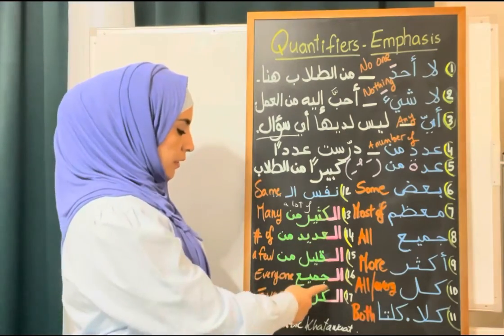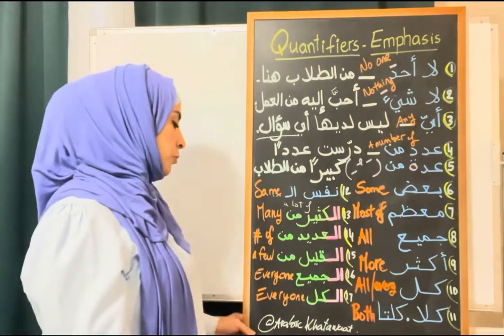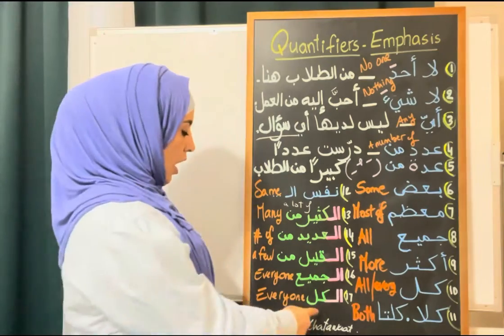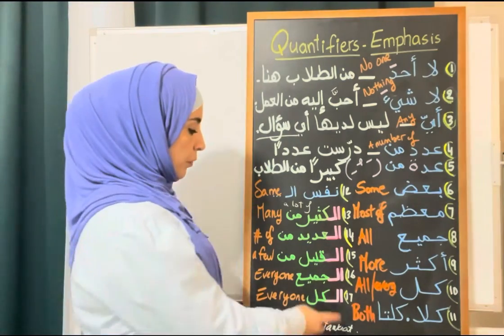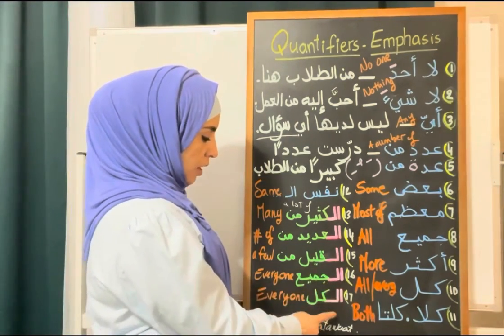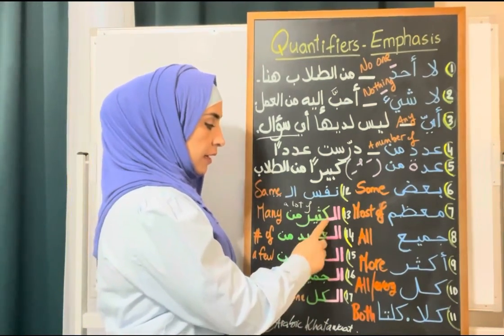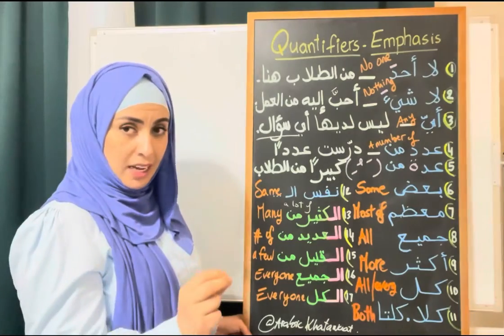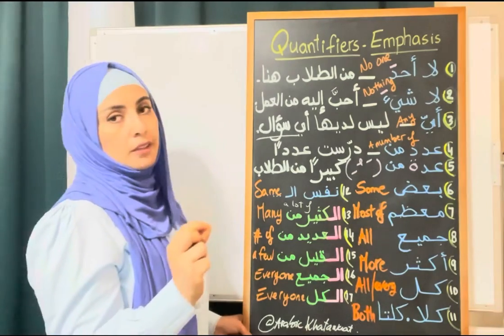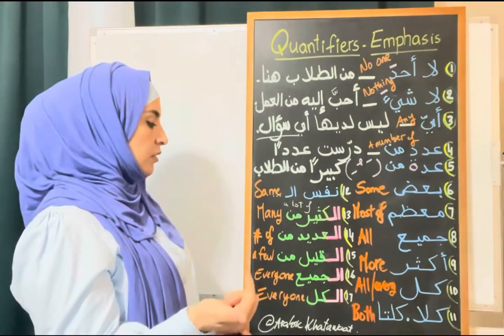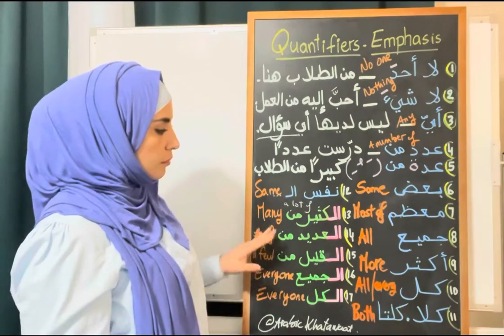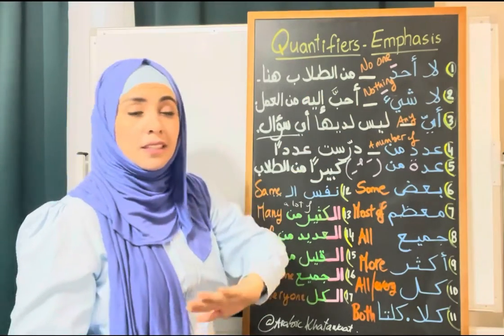Or الكثير من الناس. الجميع, everyone. الجميع هنا, everyone is here. الكل هنا, everyone is here. So both الجميع, الكل, القليل, العديد, الكثير can take place without alif lam and also with alif lam, meaning they can happen as indefinite and definite. We have about 17 examples.